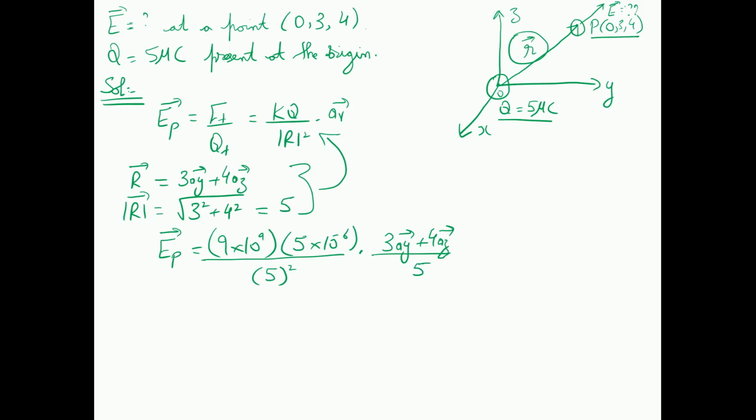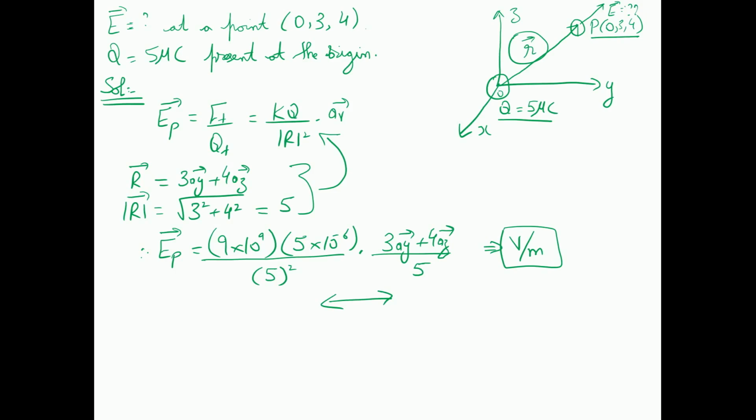So this is what we get as an answer. If you want, we can further simplify it, but this will be the answer. The units will be volts per meter. So you can further simplify to get a single value, but this is the solution to this problem. So this is when the charge is placed at the origin.